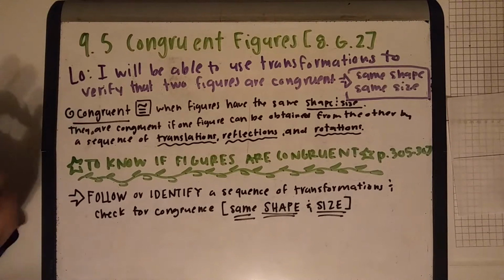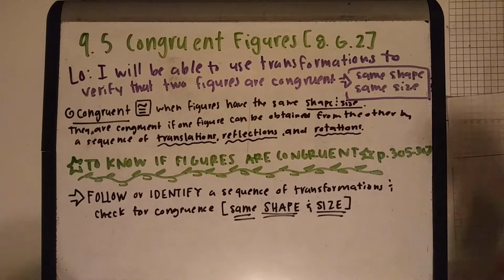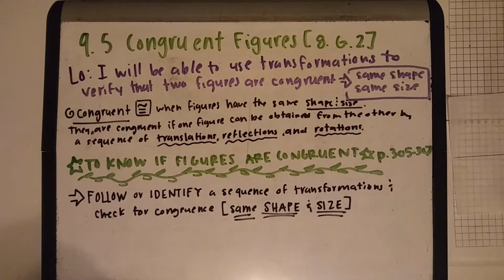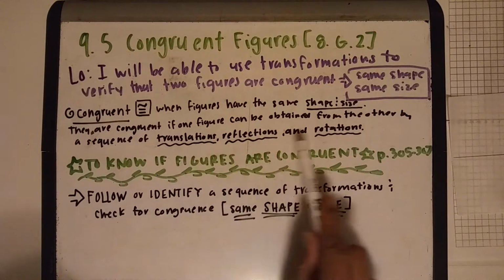Congruent basically means when two figures have the same shape and size, so they have to have the same shape and the same size. They don't have to be facing the same way, so they don't have to have the same orientation, and they do not have to be in the same location. So again, we're able to figure out if one figure is congruent to the other by obtaining it from different transformations, including translations, reflections, and rotations.